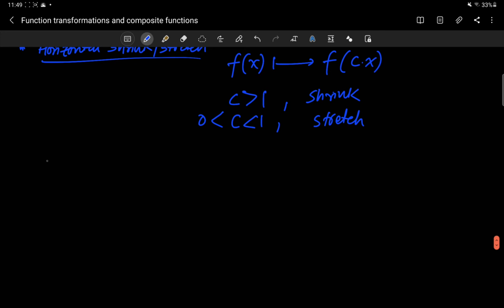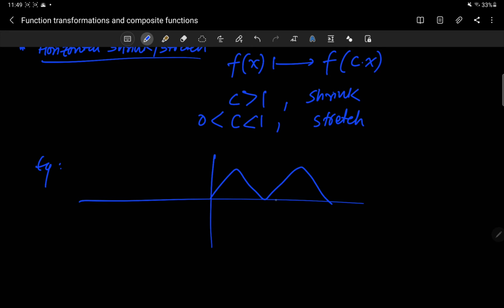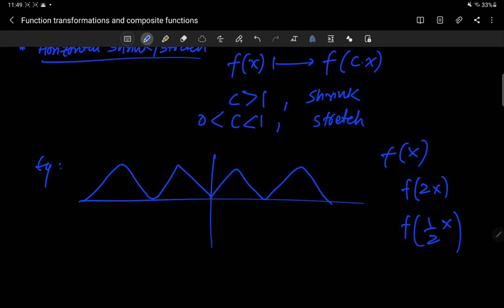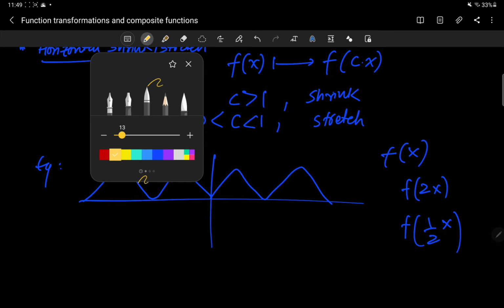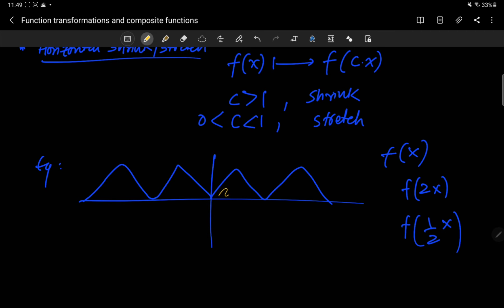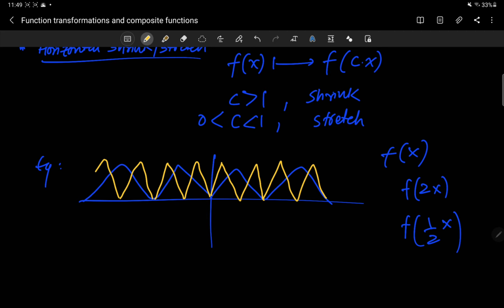Okay, so for example, if you're given that this is the function f of x, and you're asked to plot f of 2x and f of 1/2 x, then f of 2x is actually going to be 2 times as fast, right? 2 times as fast means it's going to complete 2 of these cycles for 1 blue cycle.